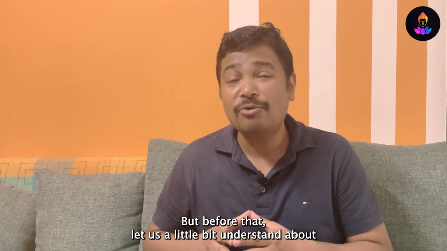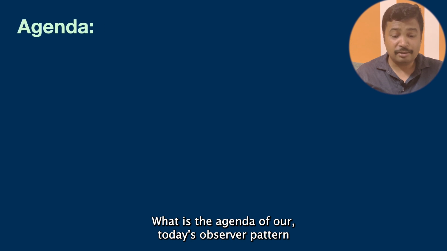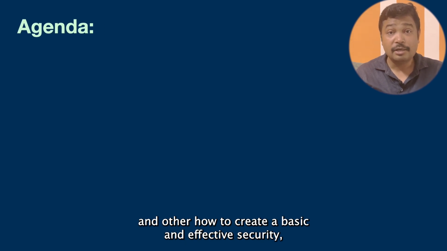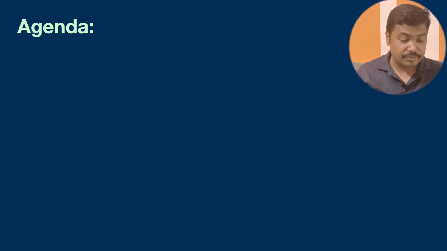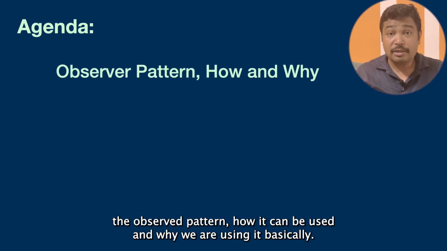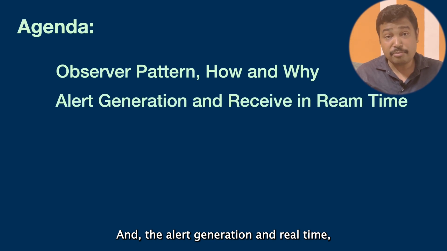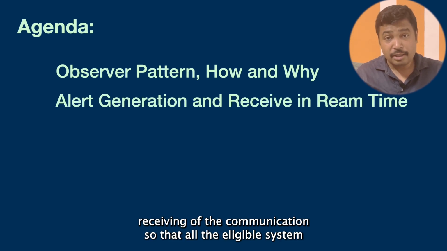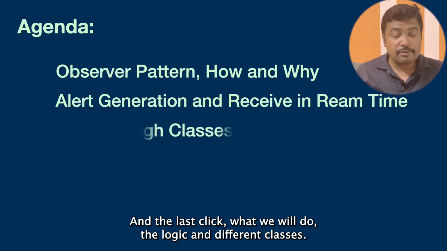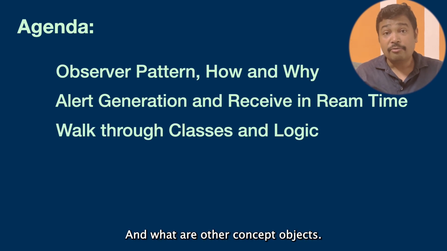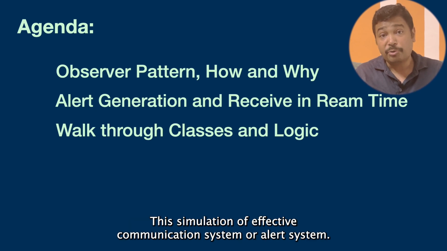but before that, let's understand a little bit about what the observer pattern is. So we'll see the agenda first. What is the agenda of today's session on the observer pattern, and how to create a basic and effective security management system or security alert communication system. First we will see the observer pattern, how it can be used and why we are using it, then the alert generation and real-time receiving of the communication, so that all the eligible systems can get the information and react accordingly. And last, a walkthrough of the logic, the different classes and the other concepts and objects we are using in order to implement or mimic this simulation of an effective communication system or alert system.